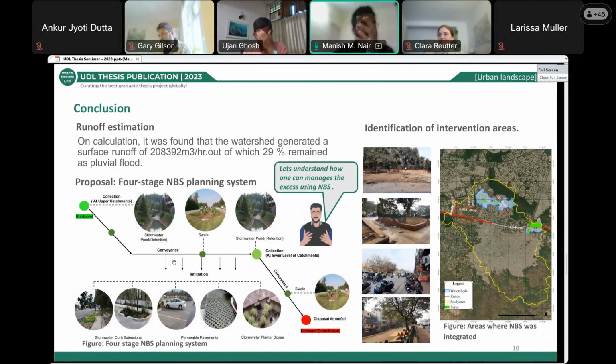Then a secondary collection system at the lower catchment, again where stormwater ponds can be integrated, and then finally disposal of the extra stormwater at the outfall point. Now, during the visual survey, the areas on the map you can see here, including roads and certain planned greens and certain underutilized areas within the right-of-way of certain major corridors, can be used for urban NBS integration.